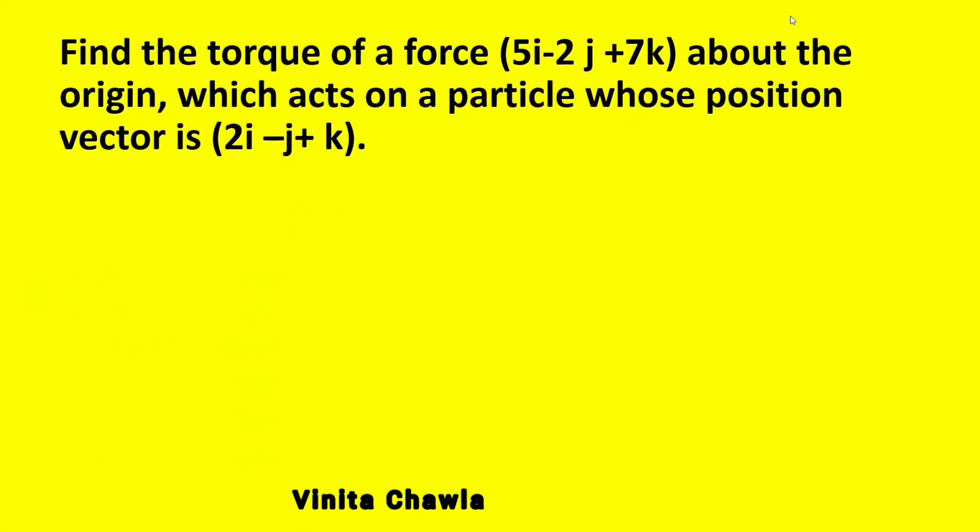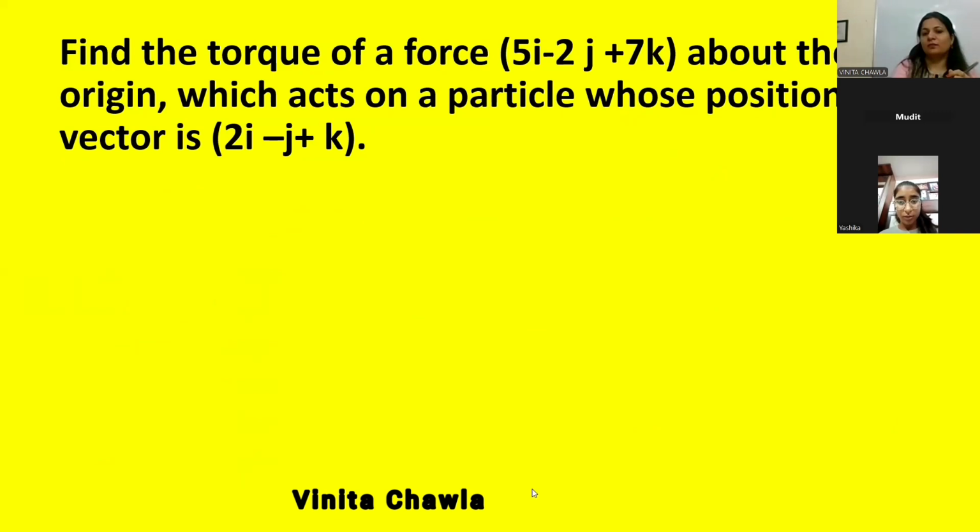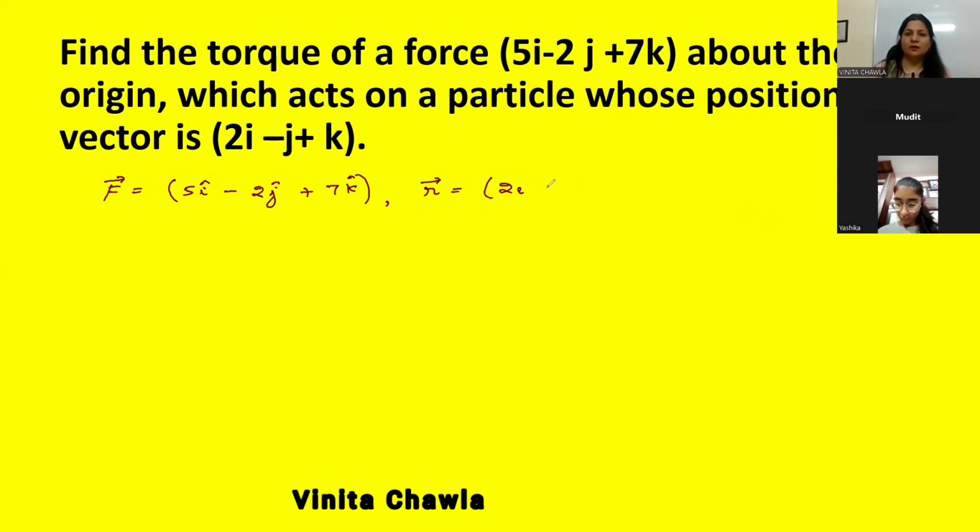Find the torque of a force 5 i cap minus 2 j cap plus 7 k cap about the origin, which acts on a particle whose position vector is this. Please do this question now. So what is vector F? Vector F is 5 i cap minus 2 j cap plus 7 k cap. And vector R is 2 i cap minus j cap plus k cap.